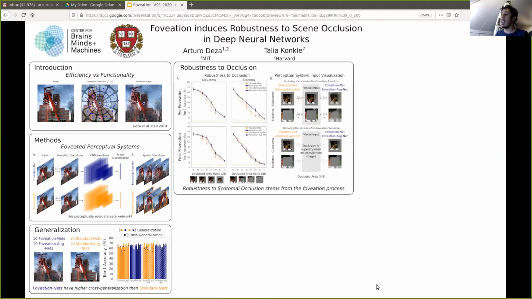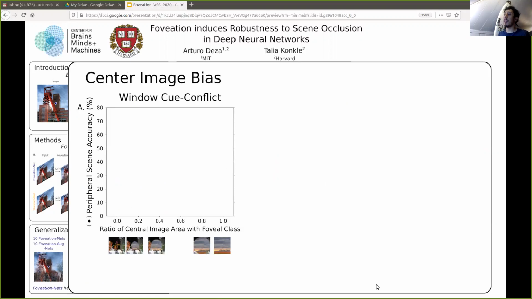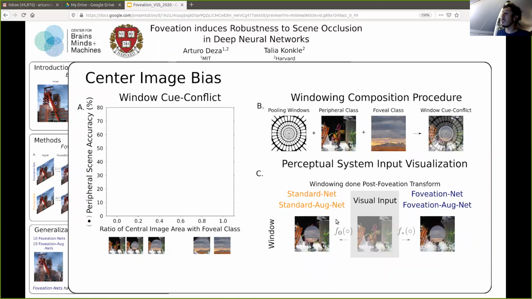However, the story doesn't end there. We wanted to see if there's a center image bias for each one of our systems. So we rendered cue-conflicting stimuli that were windowed, matching the area and size of each one of these log polar receptive fields. And the stimulus looked like this for the foveated perceptual systems and the non-foveated perceptual systems. We wanted to see the bias of each one of these systems towards these stimuli as we increase the ratio of central image area with the foveal class.